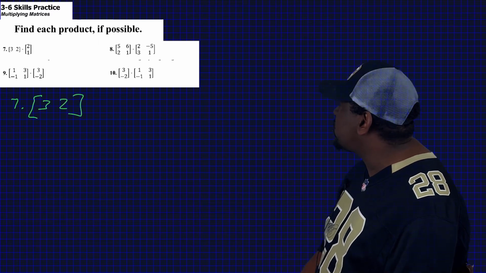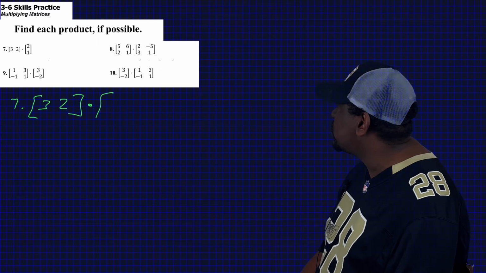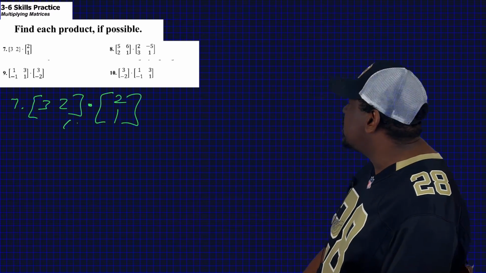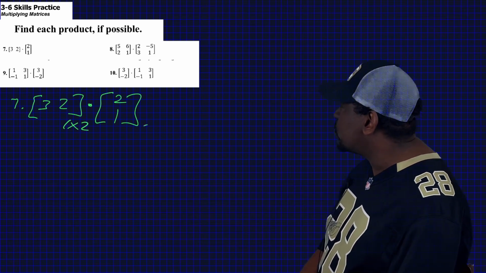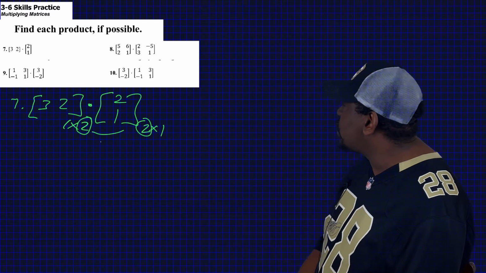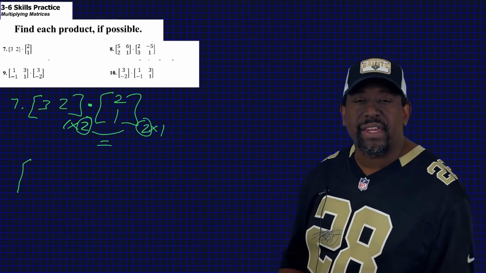We have a horizontal matrix 3, 2 multiplied by a vertical matrix of 2, 1. The first thing we have to do is identify the dimensions of the two matrices. The first matrix will be 1 by 2 because it's 1 row, 2 columns. The second matrix is 2 by 1 because it's 2 rows and 1 column. Since the two inner terms are equal to 2, we know that we will be able to multiply and get a product for number 7. So what we will do is we know that our product will be 1 by 1.